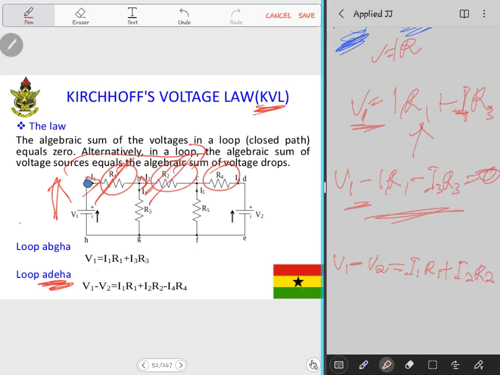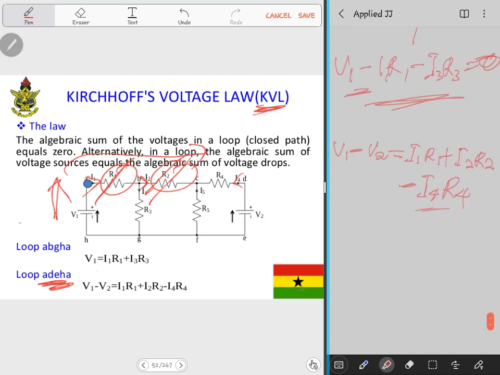We are done with this load. The next load is which one? This one. Looking at this particular R4, what's the direction of the current? It's opposite to the convention that we've chosen to use, so it will be a minus I4 R4. The same thing. It is this one that we arrange to get the algebraic sum is 0. So this is what happens.